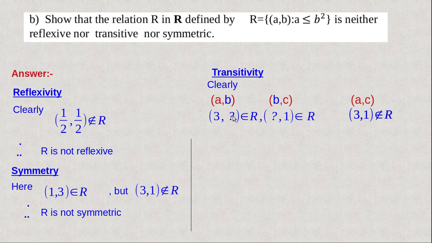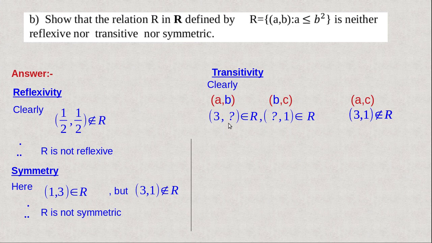Therefore 2 is not a good example. 2 is not a correct example. What about 5? That is also wrong. Okay, what about 0? Does (3, 0) belong to R? That is wrong. (3, 0) does not belong to R, because 3 less than or equal to 0 squared is false. 0 is also a wrong example.